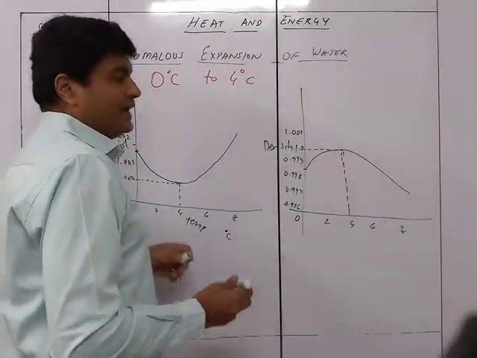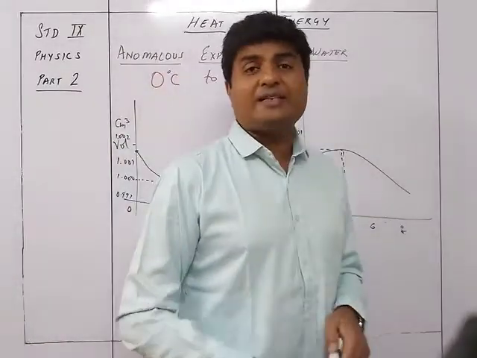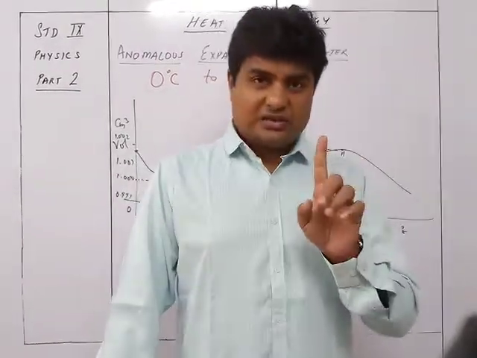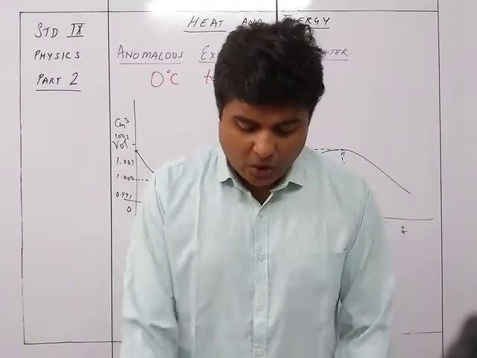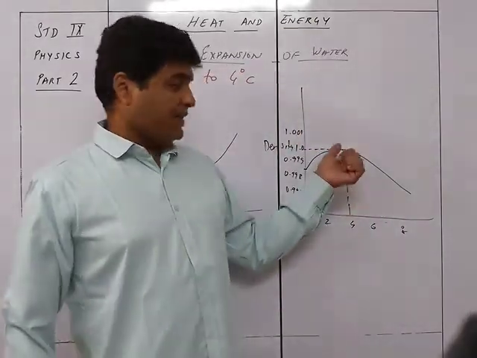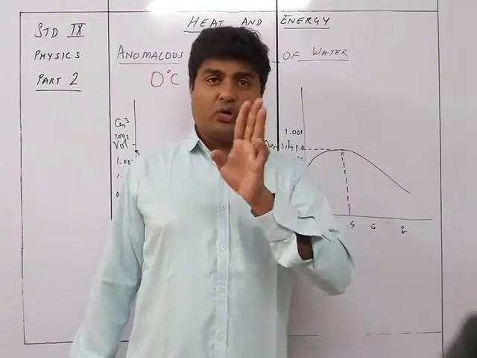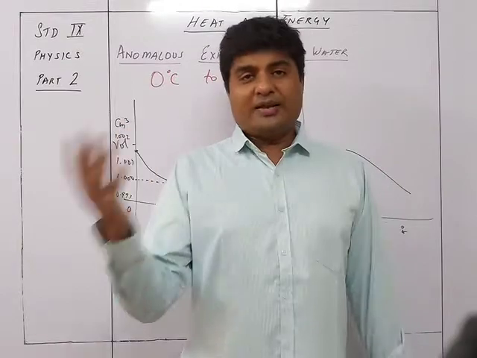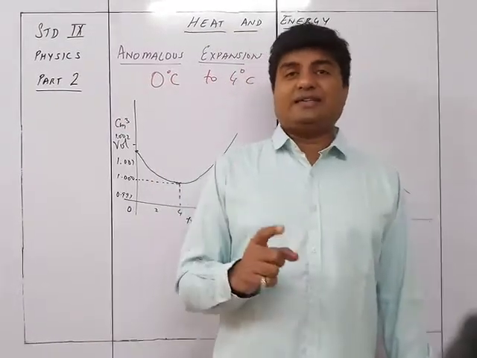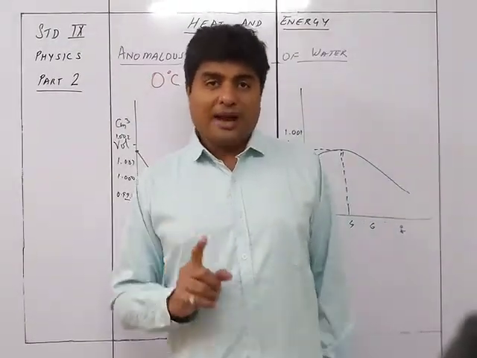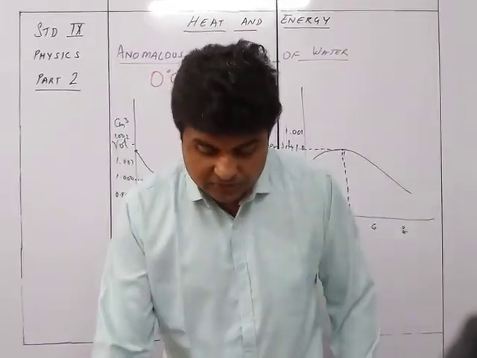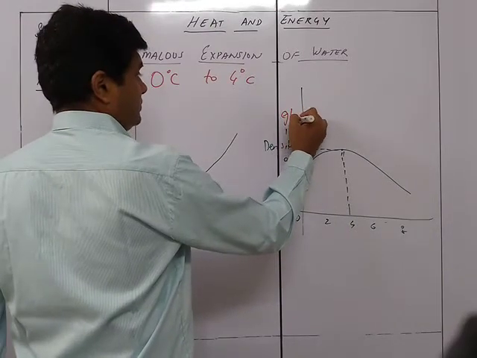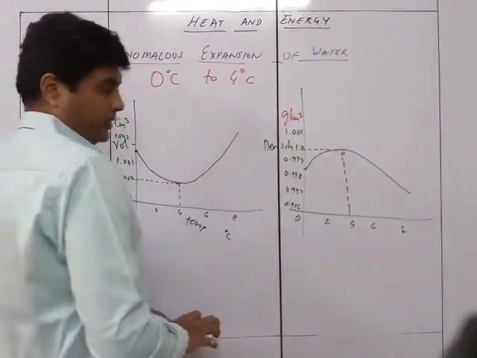So you can see that the density will be maximum. The density of water is maximum at 4 degrees Celsius, and then again it decreases. So density below 4 is also less than 1, and above 4 is also less than 1. At 4 degrees Celsius, the density of water is maximum, and that is 1 gram per centimeter cube. So that's the density over here.